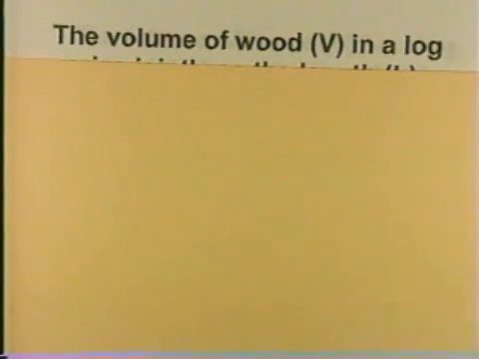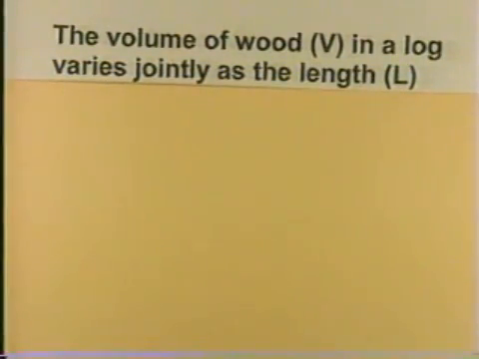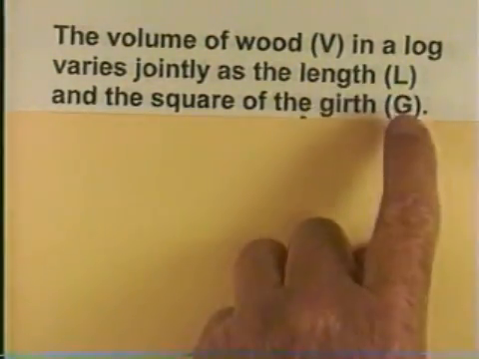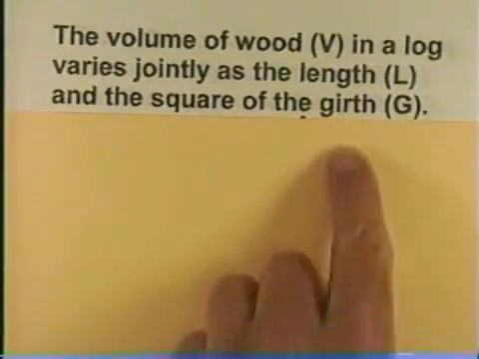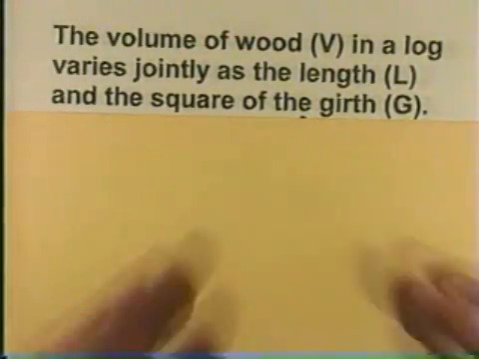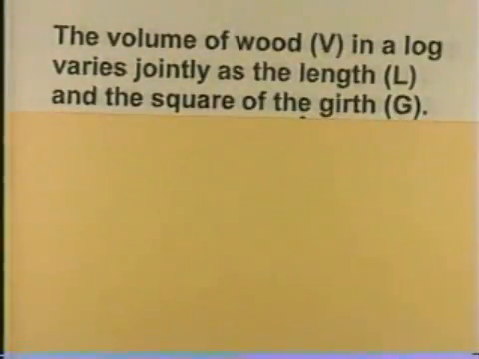The volume of wood, V, so V stands for the volume in a log, varies jointly as the length L and the square of the girth. Now I'm using L to denote length, G to denote girth. Now the girth is the distance around the log. So if you've got a log and you're trying to measure the distance around it, that would be the girth.